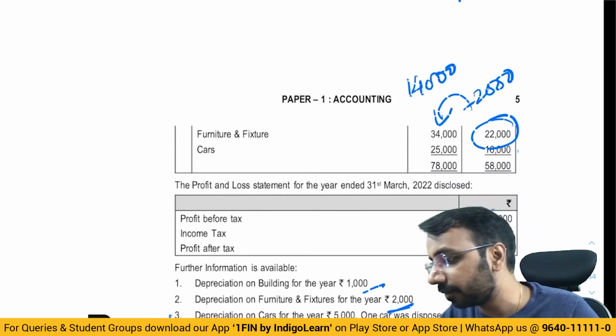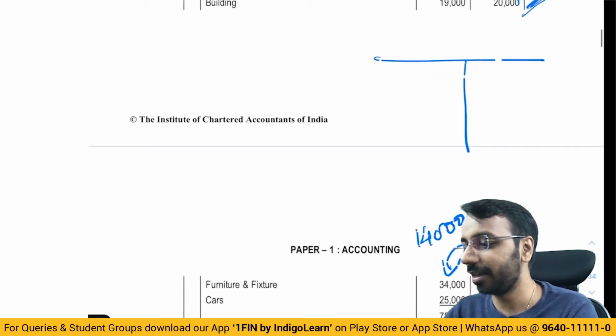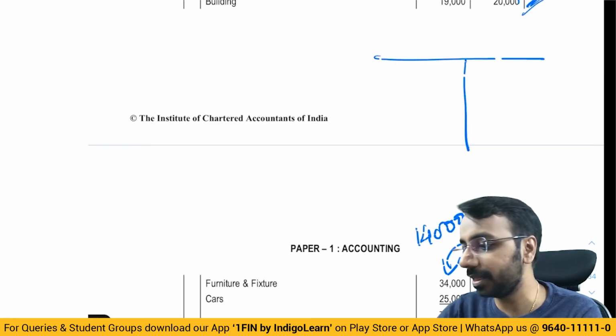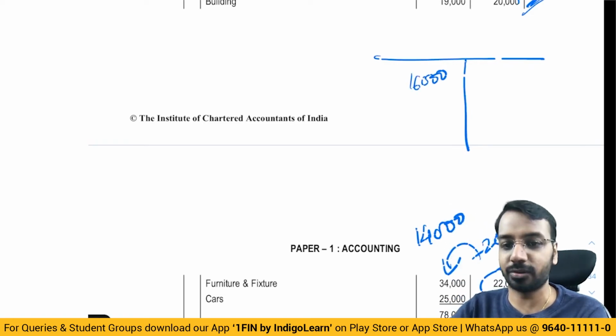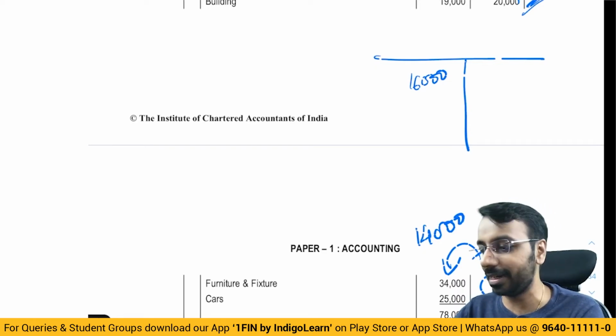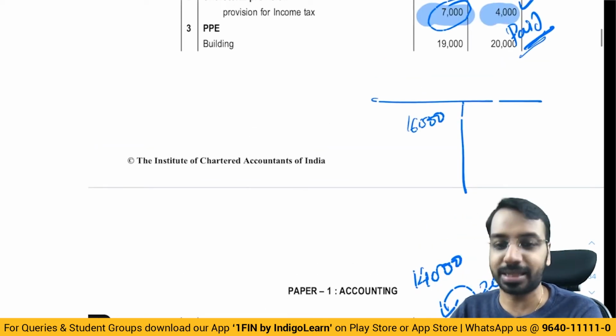Opening balance of car is given to be 16,000. Okay. So, opening balance of car is 16,000. Don't just write the numbers, write ledgers also, with balance brought down and all of that. Okay, I am teaching you the solution, so I can write anything. So, opening balance is 16,000.